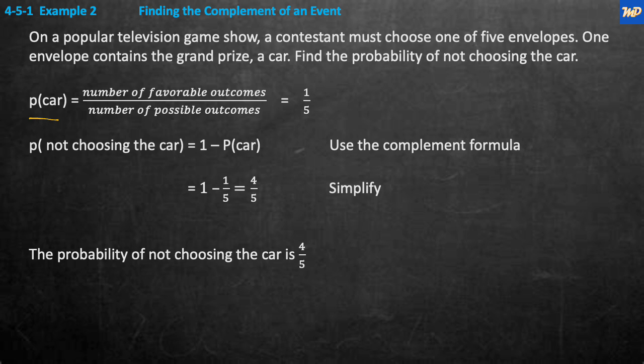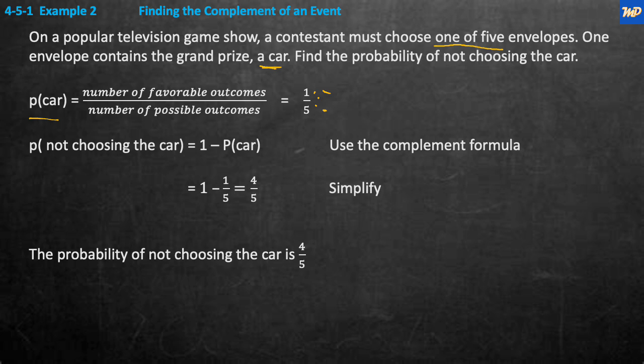Okay, so the probability of picking a car is the number of favorable outcomes. We know the grand prize is a car in one of the 5 envelopes, so one of the 5, that's exactly your answer. The number of favorable outcomes is 1, and the number of possible outcomes is 5. That's exactly what 1/5 is, 1 of 5.